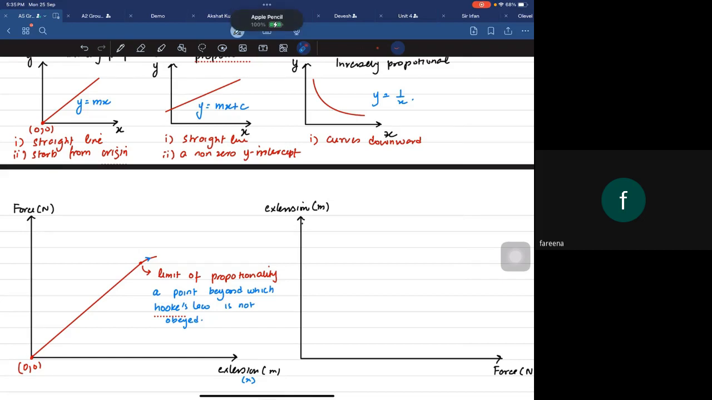Slightly bends. So you got to remember that. So please write this down so you guys have a clear idea about that as well.